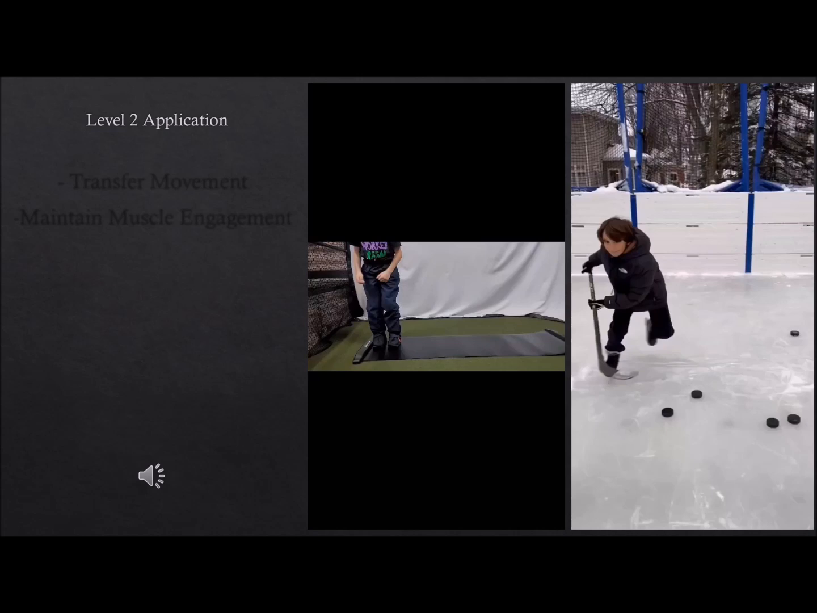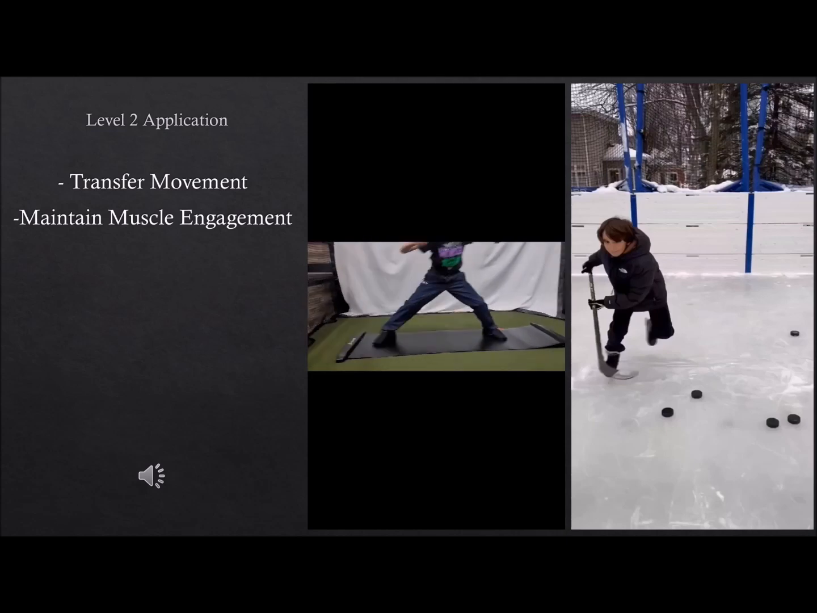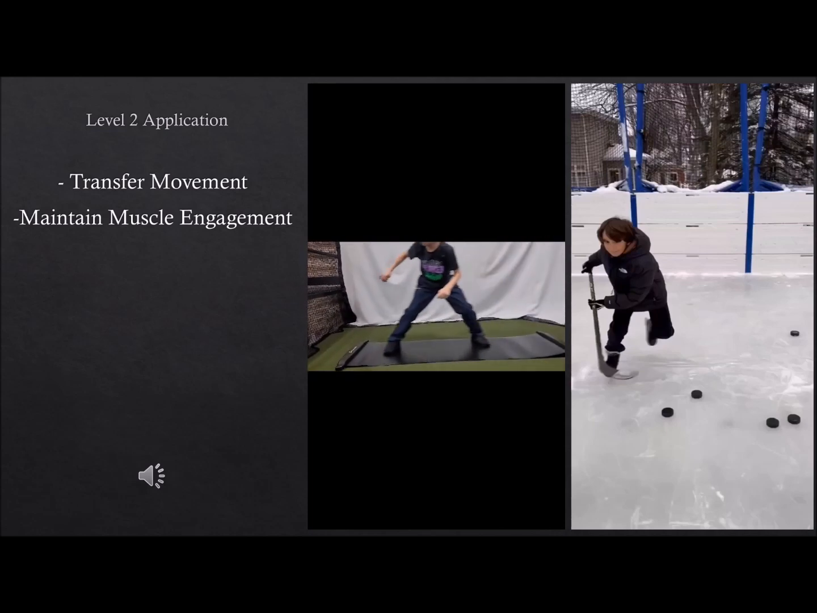The goal of the level 2 application is to transfer the movements learned in level 1 of the rib cage and pelvis and maintain the muscle engagement that went along with those movements. Here we see Michael beginning to do a level 2 activity where he's going to begin integrating a lot of the skills of the frontal plane into a hockey-like movement.